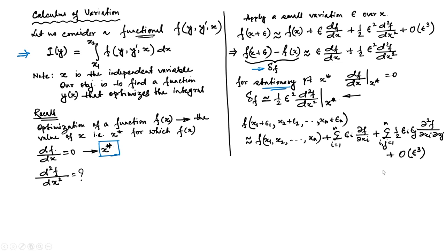So, if you can recall this simple expression, we can easily extend it for this functional. So, that is our next task. We will now work on this functional form. What we have here is the action integral, and that action integral is say I of y is equal to the integral from x1 to x2 of f of y, y prime, x dx, right.